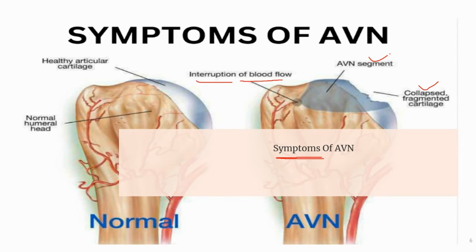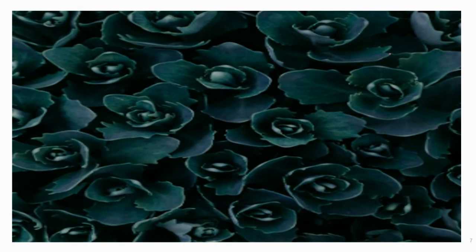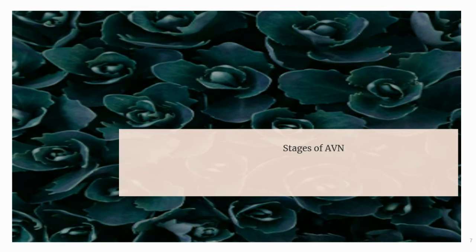The symptoms of avascular necrosis may occur on both sides of the body. In jaw avascular necrosis, pus may be present. So these are the symptoms of avascular necrosis.